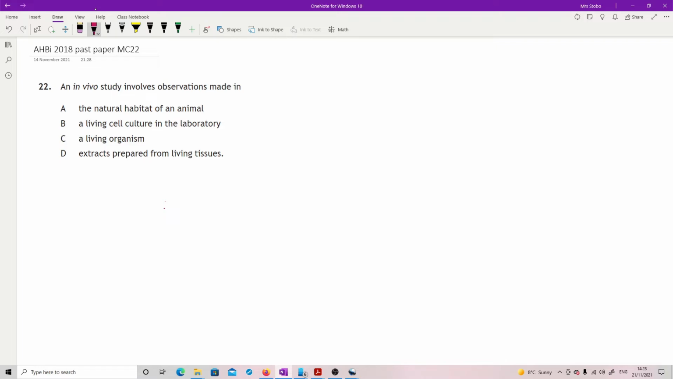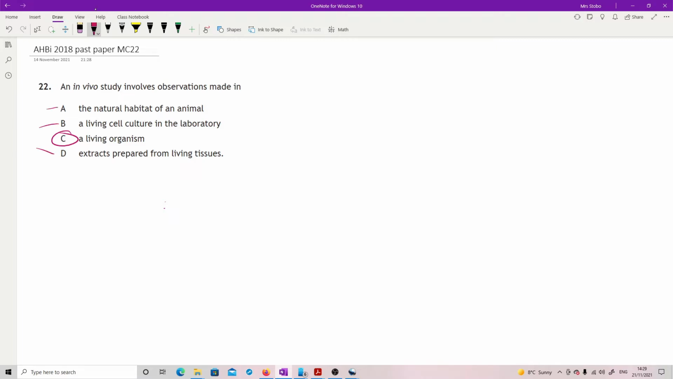Okay, an in vivo study involves observations made in... This is a straight definition. It's not necessarily natural habitat. It's not a living cell culture. It is a living organism. And it's not extracts prepared from living tissues. These two are in vitro.